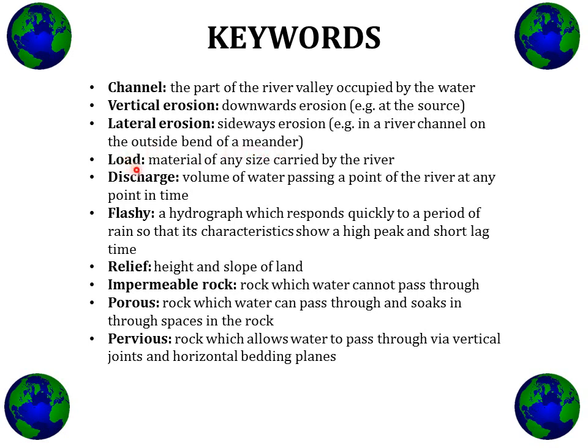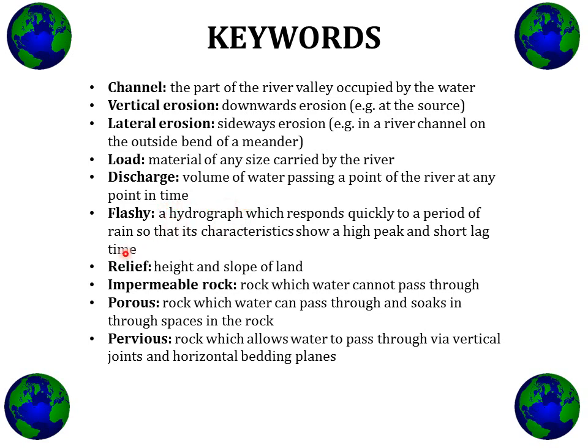The load is the material of any size carried by the river. The discharge is the volume of water passing through a point of the river at any point in time. Flashy is a hydrograph which responds quickly to a period of rain, so its characteristics show a high peak and short lag time. Now, if you don't know what a hydrograph is, I'll go through this at some point in the video.